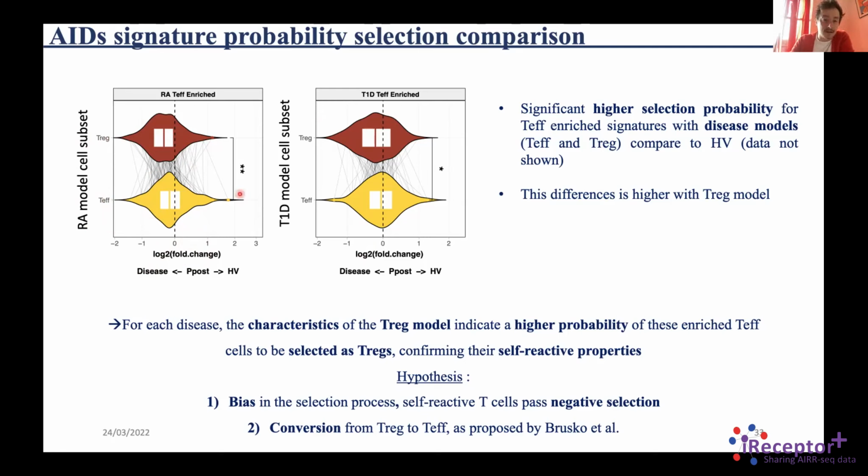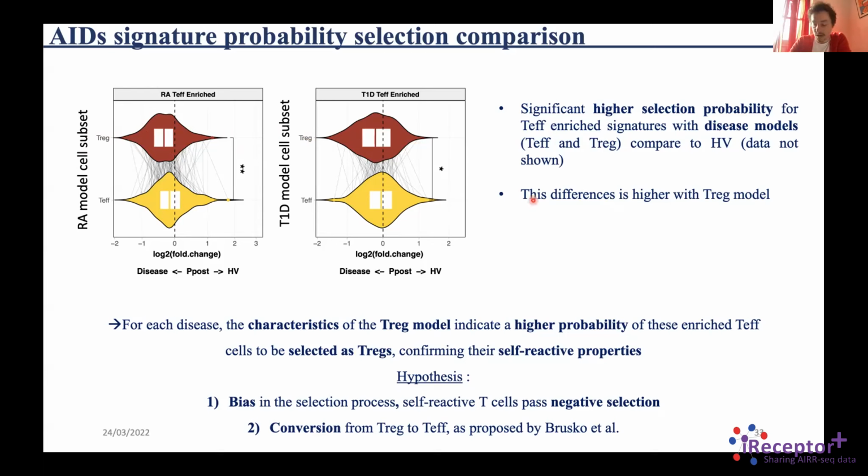And we could observe here that we have a significant difference, with a higher difference within the Tregs model. So these results for each of these diseases characterize that the Tregs model indicates a higher probability of this enriched TF cells to be selected as Tregs. So that tends to confirm these self-reactive properties.